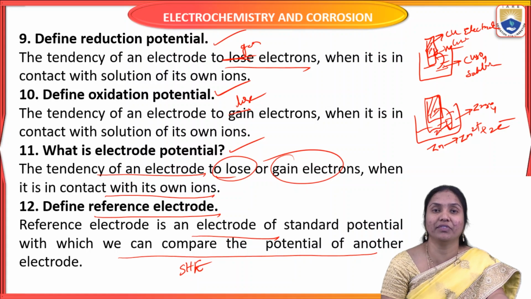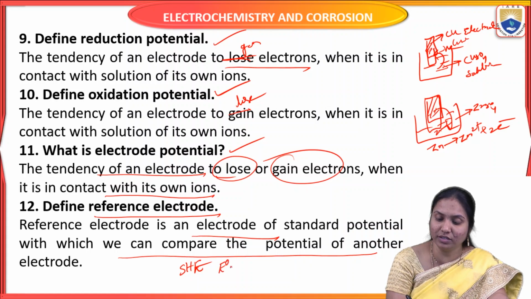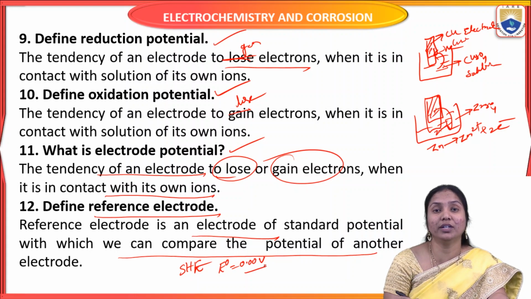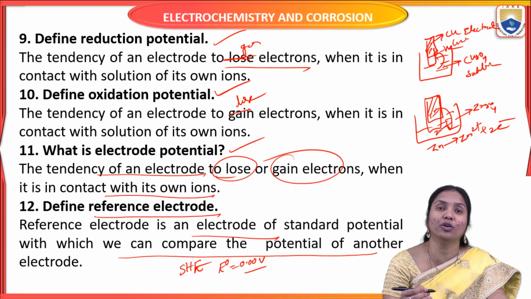There are two types of reference electrodes: primary and secondary. The best example of a primary reference electrode is the standard hydrogen electrode, and its electrode potential value is 0 volts at all temperatures. The secondary reference electrodes are the calomel electrode, quinhydrone electrode, and glass electrode. These reference electrodes are mainly used for determination of other electrode potentials.